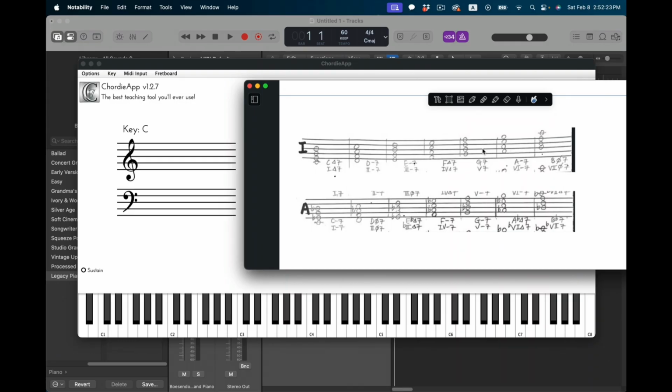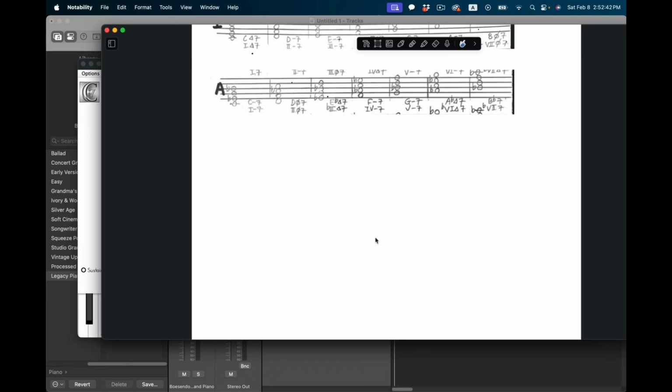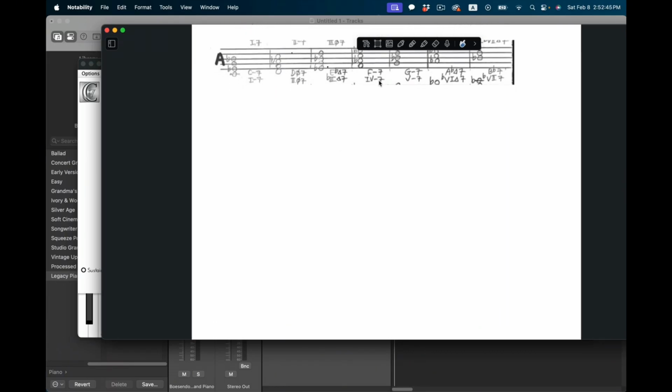Okay, so I'm going to write an example of a chord progression here.